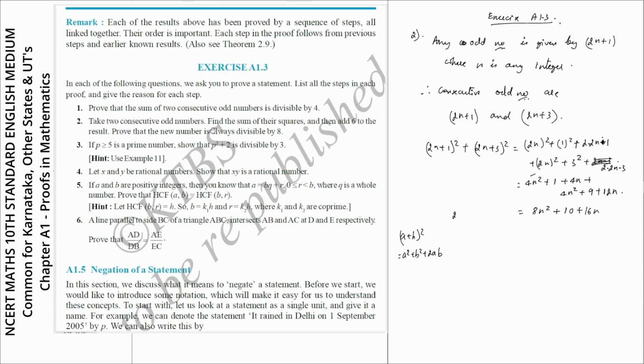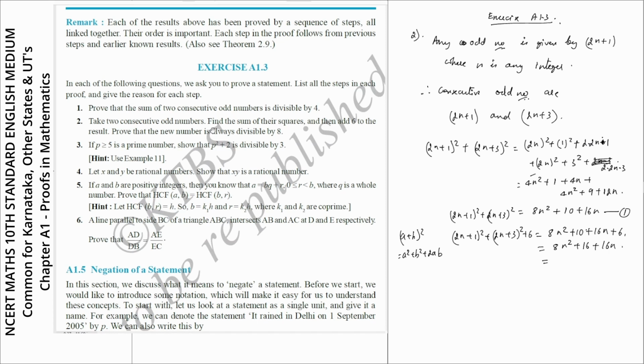So this is 2n plus 1 the whole square plus 2n plus 3 the whole square. Okay, now what's the question? Find the sum of their squares and then add 6 to it. Okay, so we'll add 6 to this one. Now I'll mark this as 1. So now adding 6 means on both the sides I should add 6. So 2n plus 1 the whole square plus 2n plus 3 the whole square plus 6 is equal to 8n square plus 10 plus 16n plus 6. So I'll get 8n square plus 10 plus 6 is 16 plus 16n.